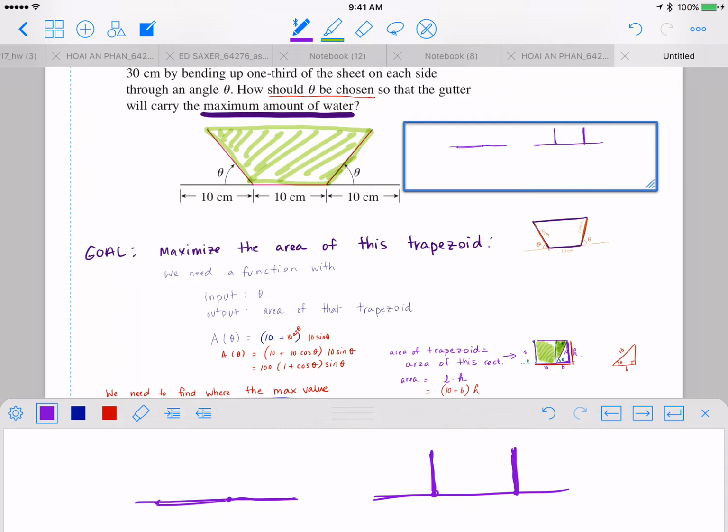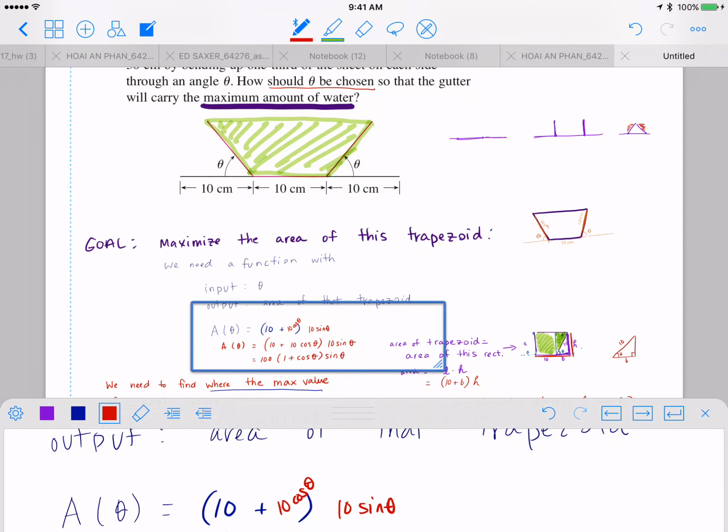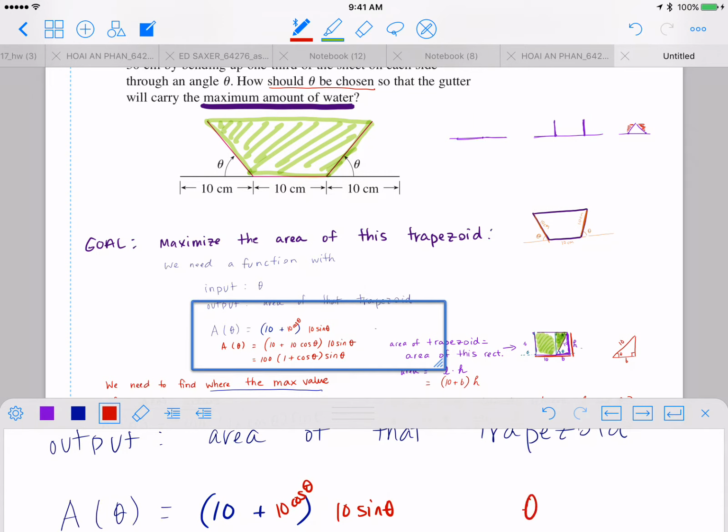If you bend it more than pi over 2, now you're having less area, right? Because you're losing this area here, okay? So it only makes sense for our domain. So let's go ahead and add our domain right next to our A of theta and say theta needs to be in between 0 and pi over 2, okay?